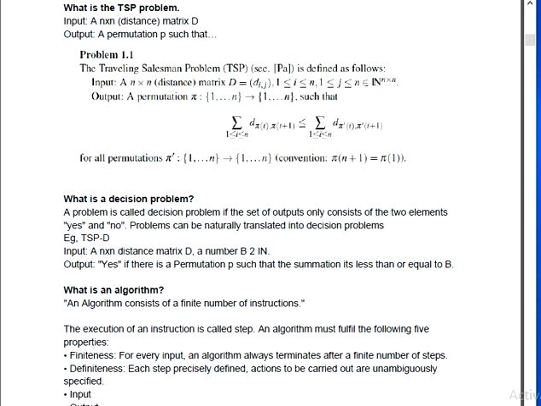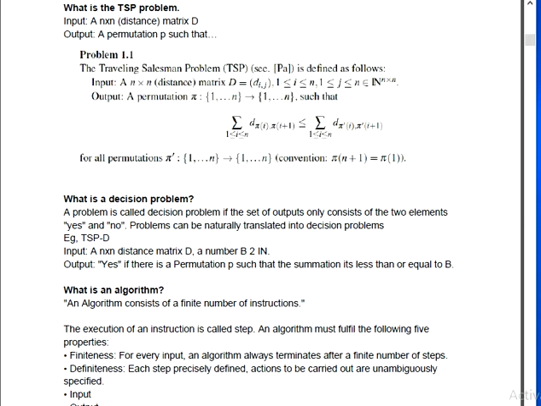Hello viewers, in this video I would like to discuss the TSP, one of the famous problems named the traveling salesman problem. In this problem we have input as a distance matrix and output as a permutation.